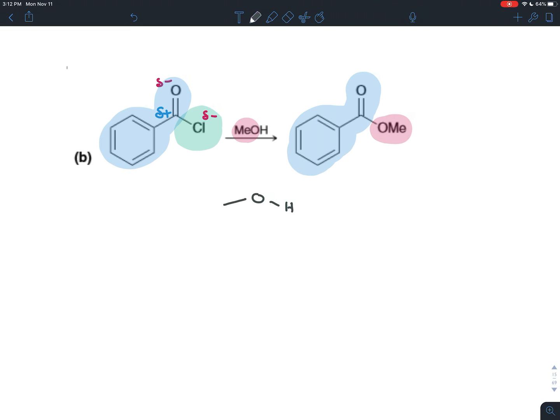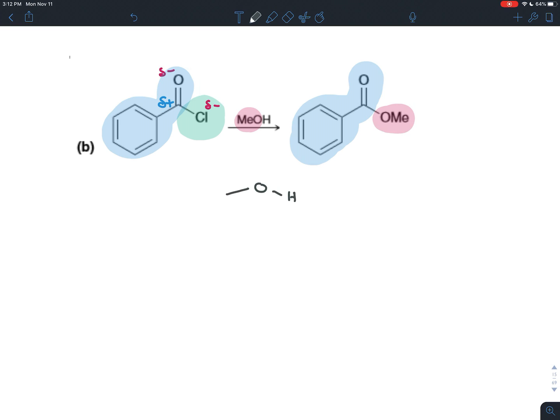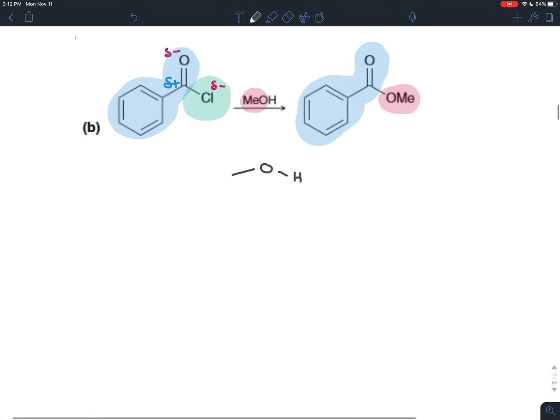Now you'll notice that this hydrogen in methanol is not still there, so we're going to have to do a proton transfer to remove that. But otherwise, this is a nucleophilic acyl substitution. You're substituting chlorine with a methoxy group, and those are connected to an acyl group, a carbon chain that has a carbonyl on it.